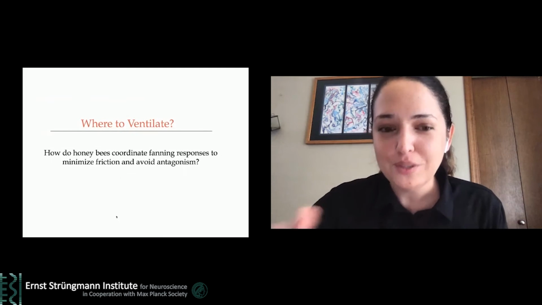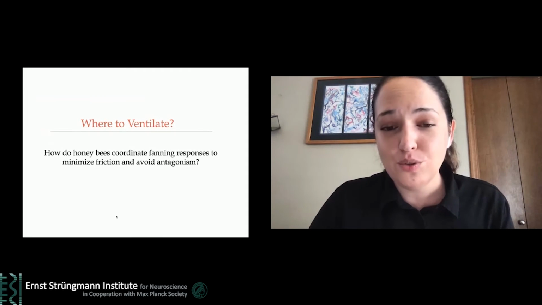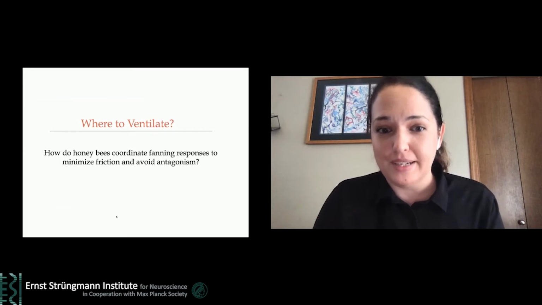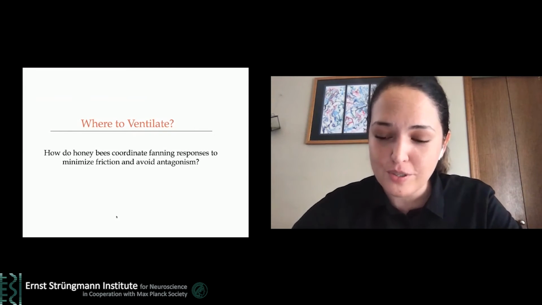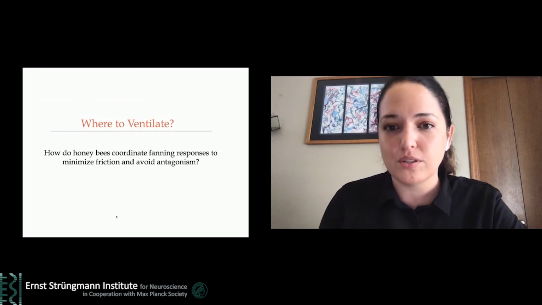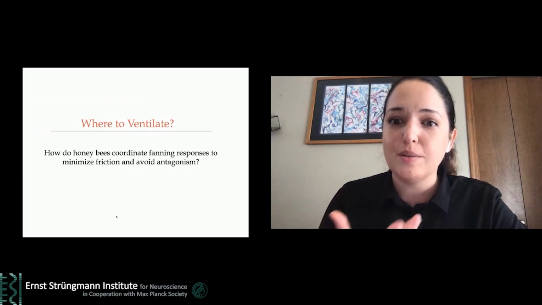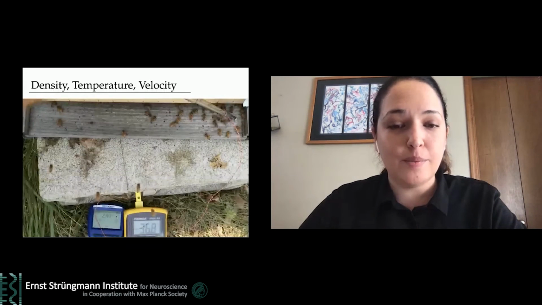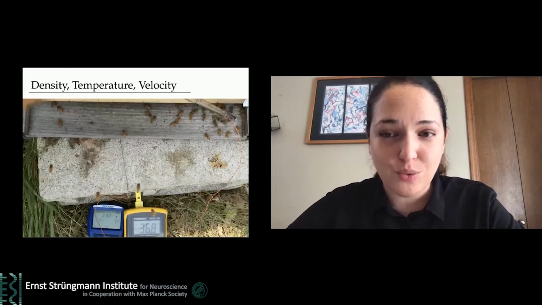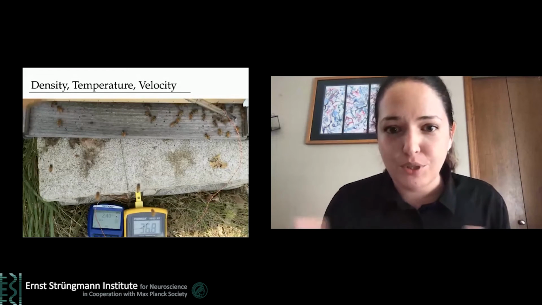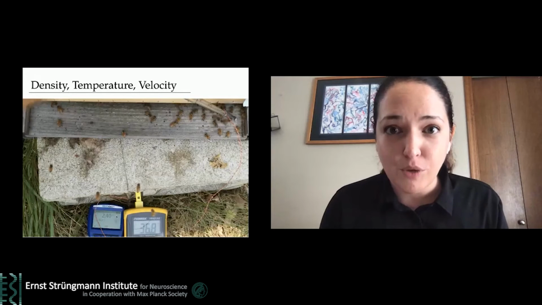Okay, so here the question is, how do the bees coordinate their fanning response in order to minimize friction and energy loss? And again, we're looking for local sources of information that the bees could be using to coordinate this process. These experiments were done by Jake. My contribution here was purely the mathematical modeling.